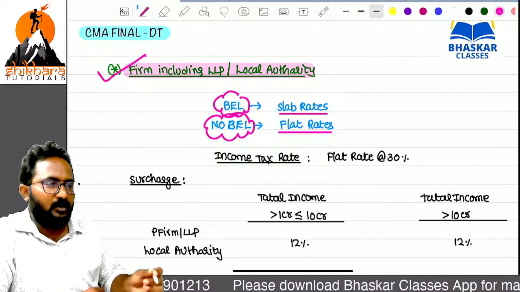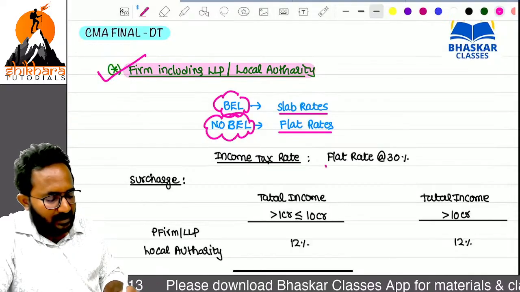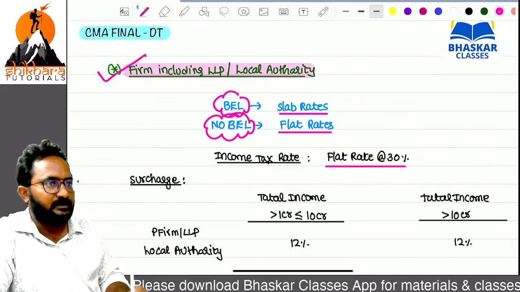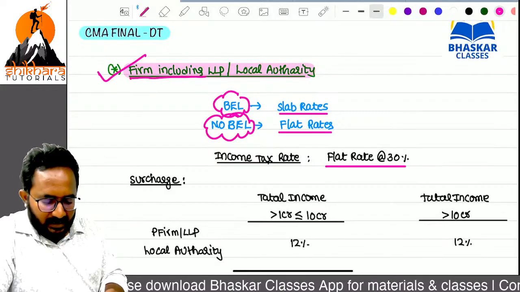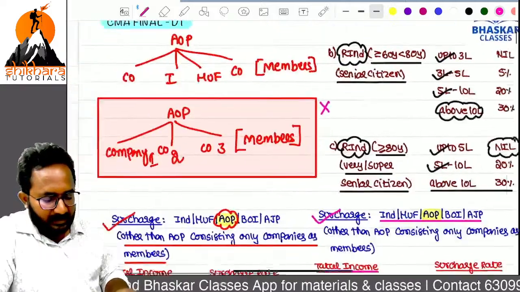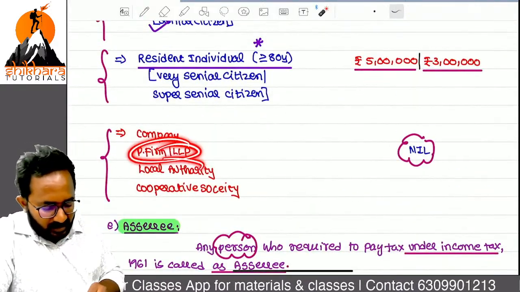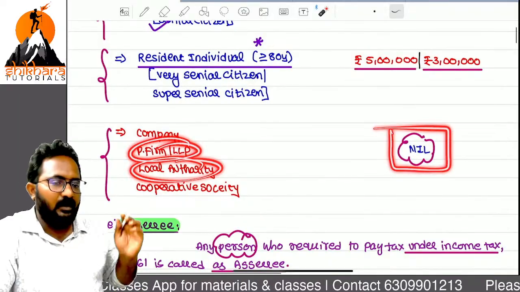That means you apply one rate to the income. So what is the flat tax rate for the firm? 30%. For a firm including LLP and local authority, on their total income we directly apply 30%, because they don't have any basic exemption limit.